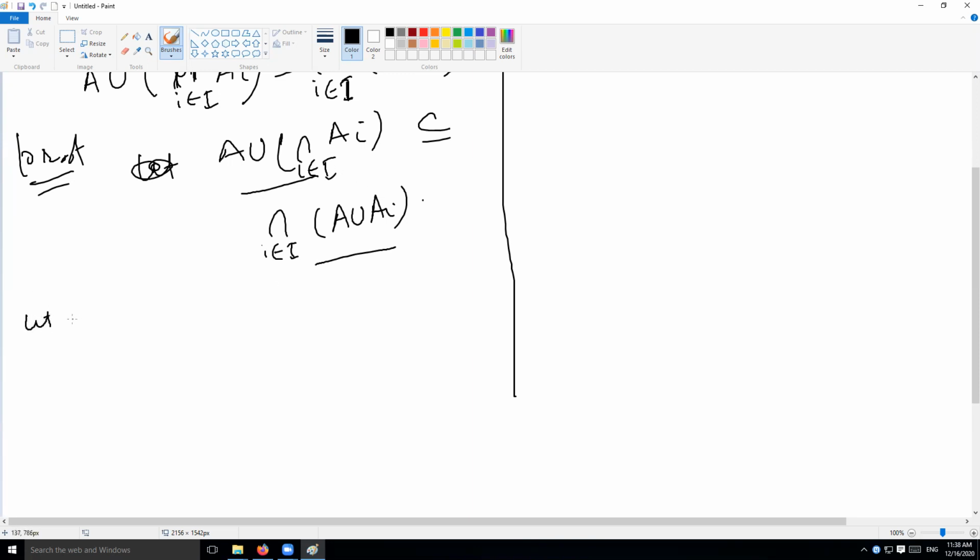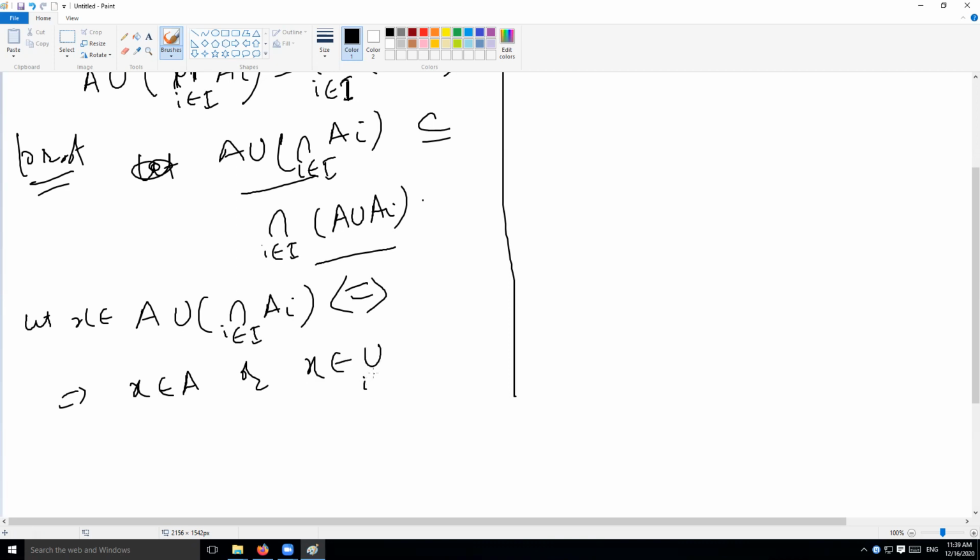So I'm going to say let X be in A union the intersection of I belongs to I, AI. Right? You have to stick with the definitions. The definitions are the key thing. So if X is in A union this set, what does it mean? This means that either X is in A or X is in this intersection. You agree with me? Yes, sir, not union but intersection, sir. Intersection, this must be intersection.